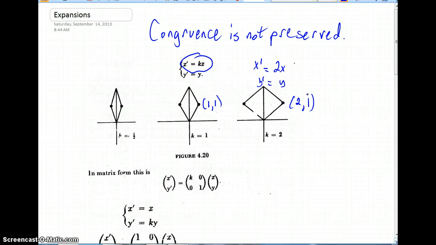Area is no longer preserved, of course. The area of the original figure, which we would have at k equals 1, perhaps we have this rhombus, this new figure has been stretched out.